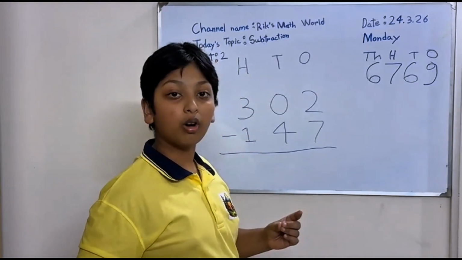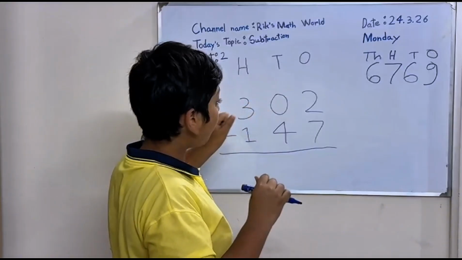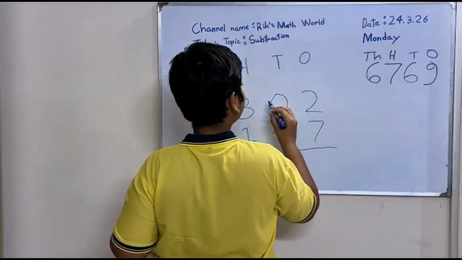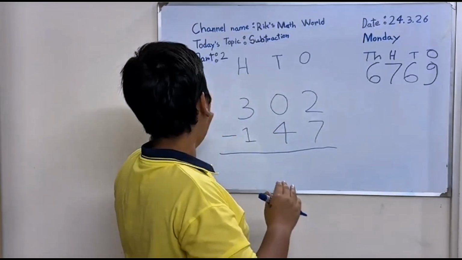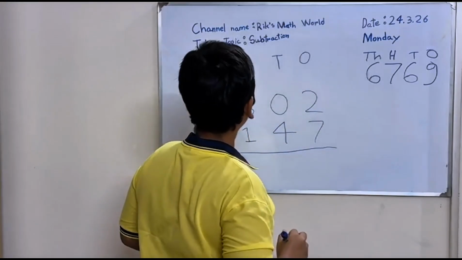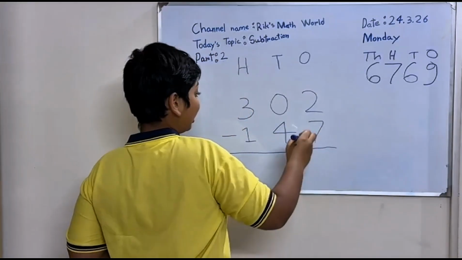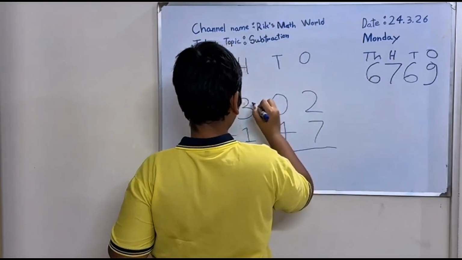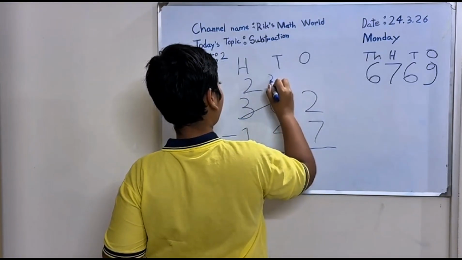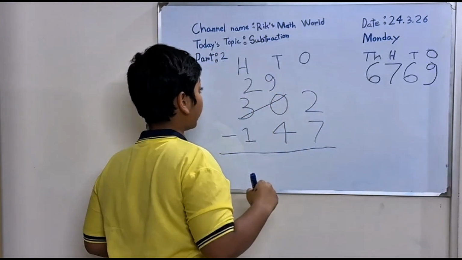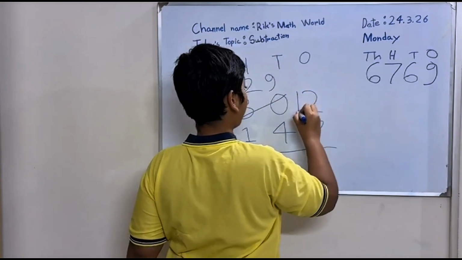So we have to borrow from the next number. But there is also a problem because there is a 0 in the tens place. So what do you have to do? We have to borrow from the hundreds place, from the next number. So we will do it. Now we have to cut these two numbers and write here 29 because one number will be deducted as we are borrowing from the hundreds place, and it will be 12 now.